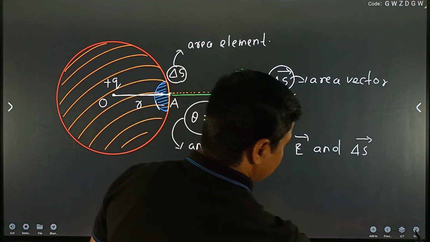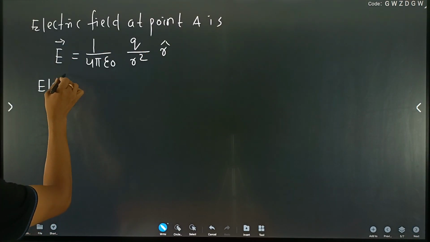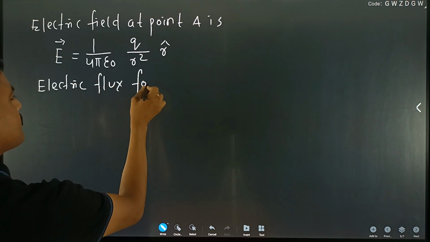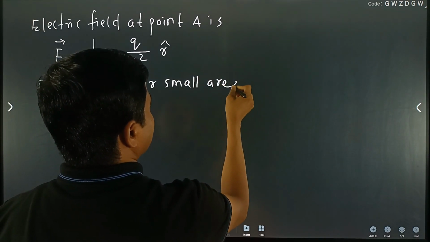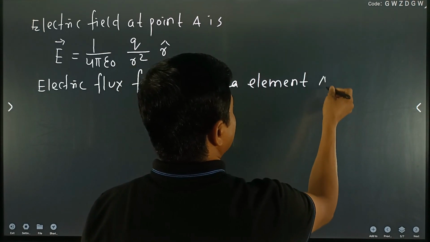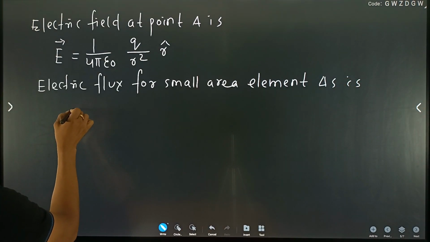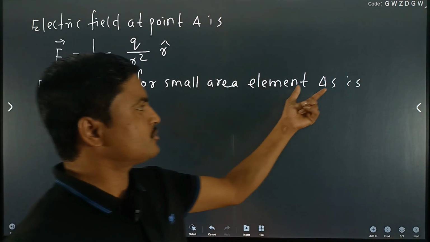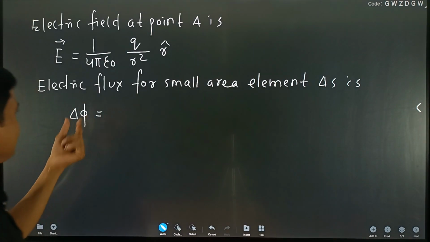We write simply electric flux for small area element del S is, you know the symbol for electric flux, that is del phi, because area element is small, that is del S, so that flux is also small, that is del phi.